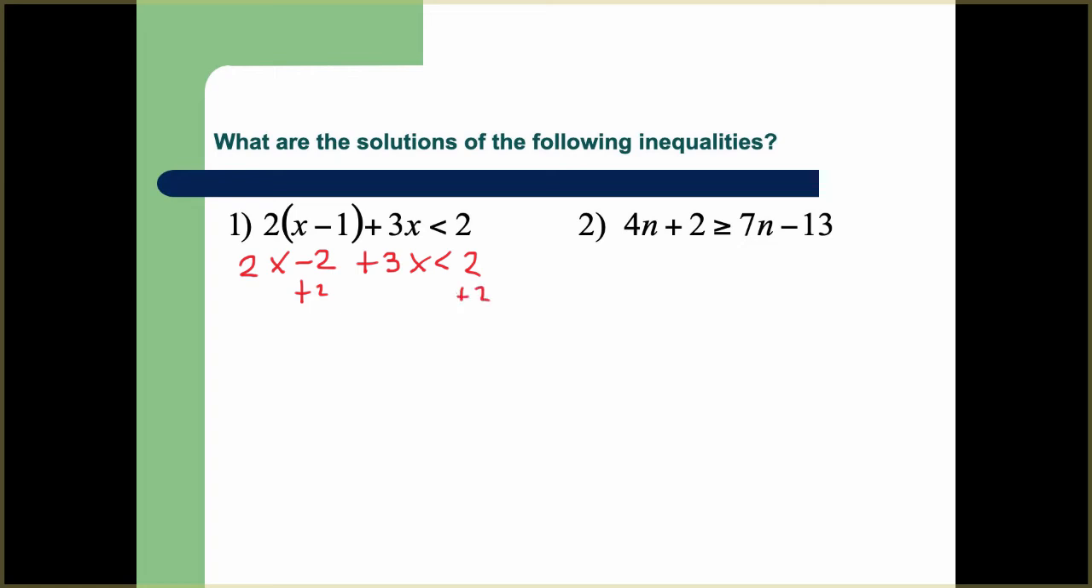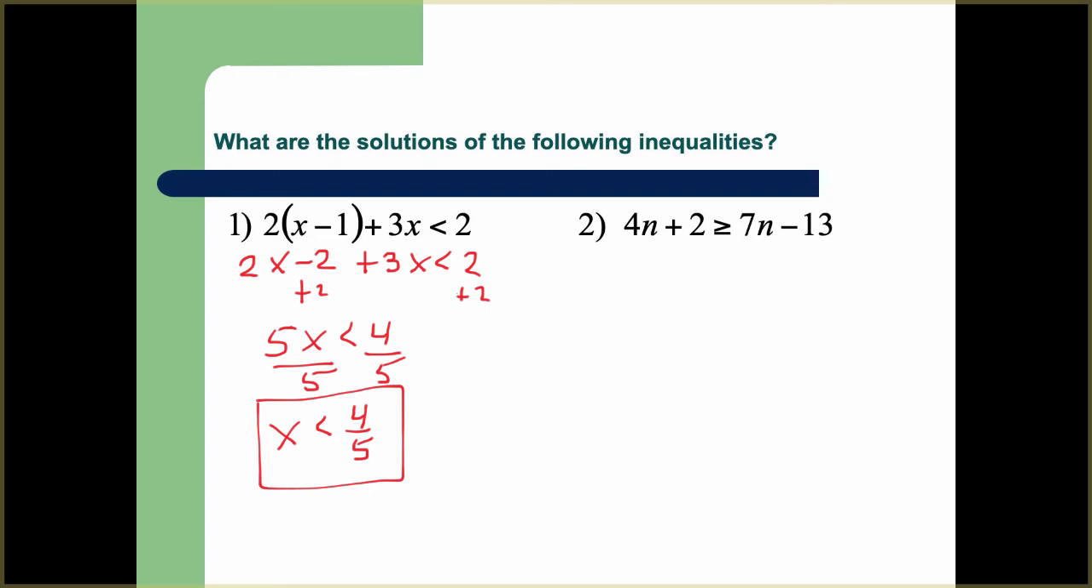And when I'm adding 2 to both sides, I'm going to combine my like terms. So we have 2x and 3x, which is 5x. And this has to be less than 2 plus 2, which is 4. We divide by 5, do that inverse operation, and we get x is less than 4/5. That is my solution.